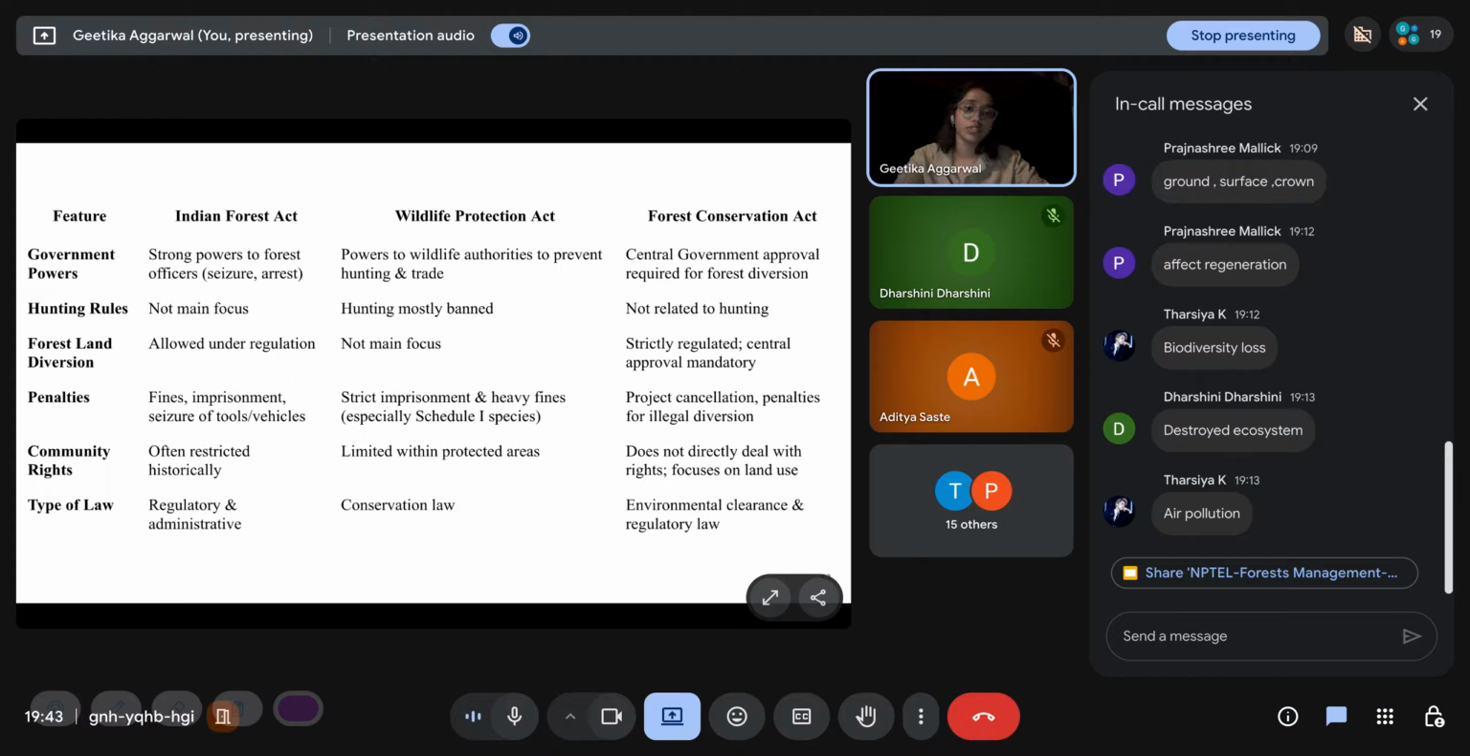for different purposes. So this was all about this week and what was discussed. We talked about threats to forest, we talked about forest fires as a major threat, and we talked about the different acts that are present in the country, and how they're helping us manage the forests and save the forests.